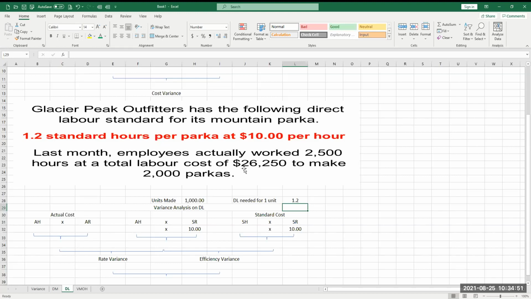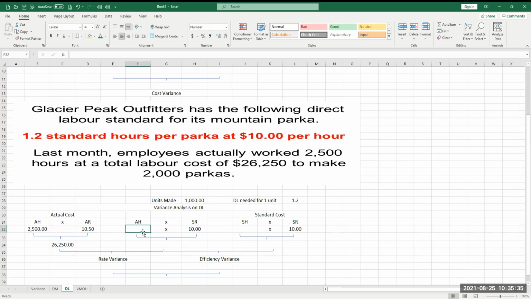Last month, employees actually worked 2,500 hours, and the total labor cost is 26,250. So do I know the actual hours worked? 2,500. Do I know the actual cost? Yes, 26,250. So once I know those, can I calculate my actual rate? Yes, we can divide 26,250 by 2,500, and that will be my actual rate.